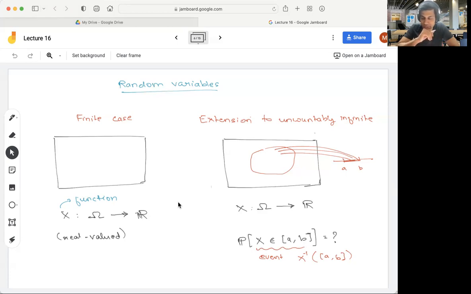Any issues with trying to calculate this probability? First of all, any questions about the fact that X being in the interval A to B is an event, when by event we mean a subset of omega? And in particular, this is the subset that we are talking about. Okay. It is a subset, but as we saw, when we are trying to work with uncountable spaces, we are not allowed to talk about all subsets. So a probability space comes equipped with a sigma algebra.